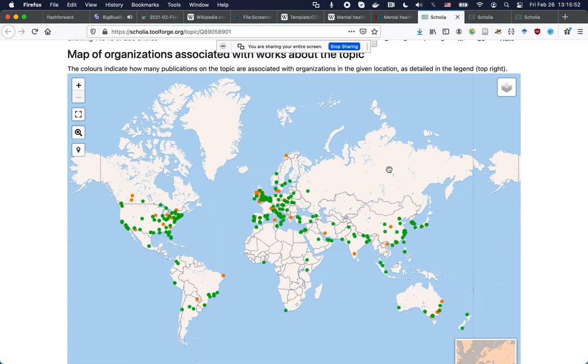Whereas in the previous map that we had seen of the papers that are associated with that issue of mental health in the pandemic, we had only a few dots. Here, this is much more at least.